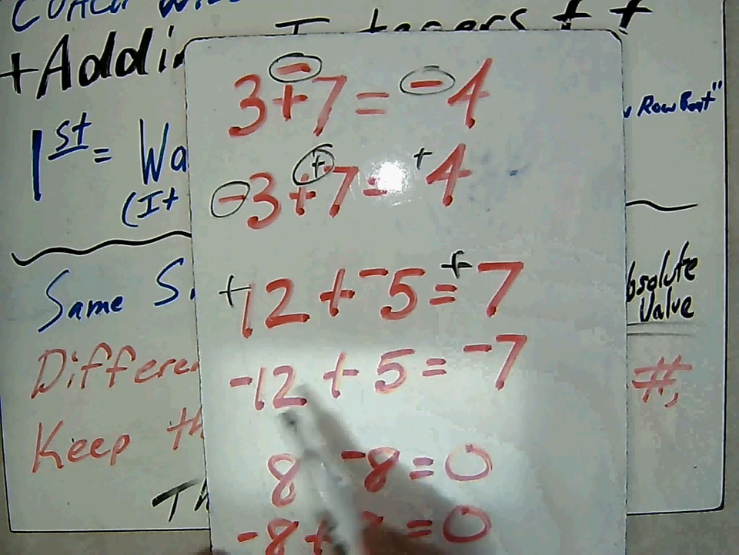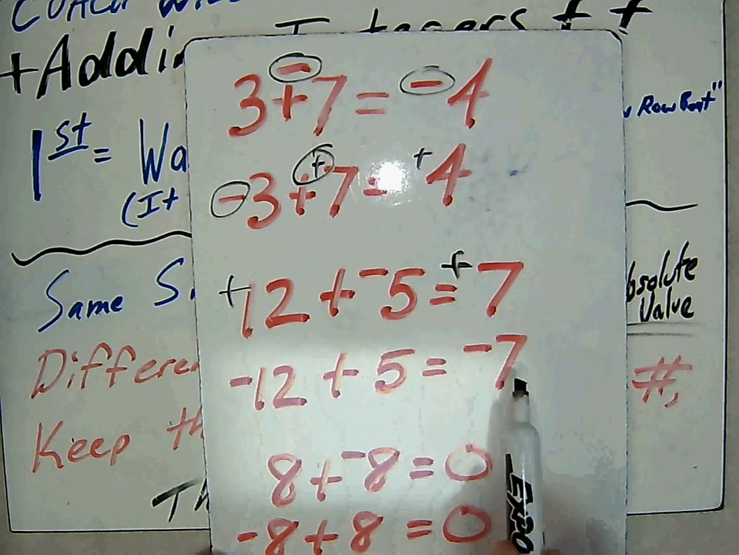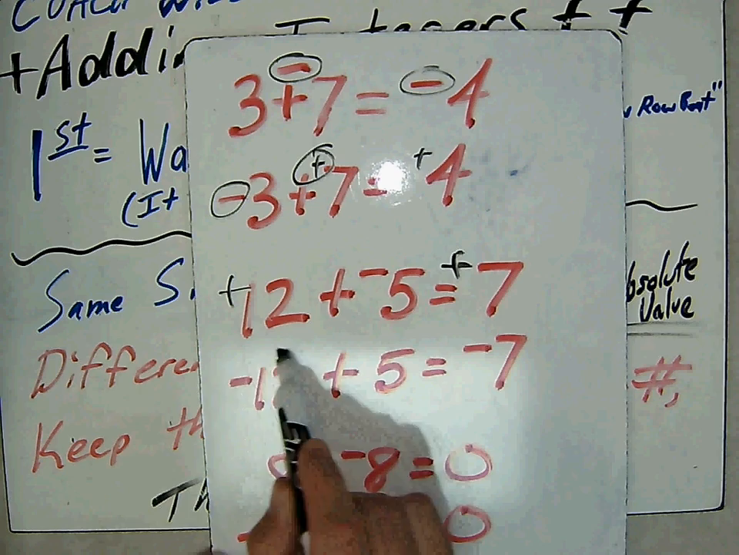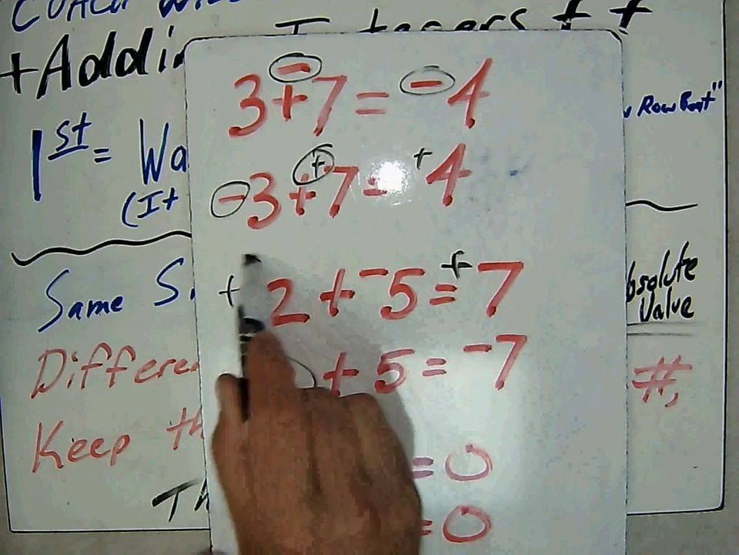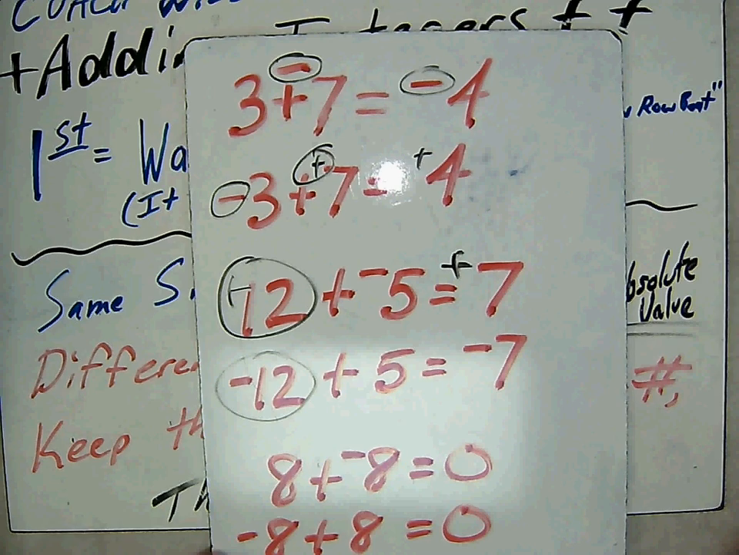Here, same digits, but this time the 12 is negative. So it's still subtraction, because different signs subtract. Keep the sign of the higher number. So that's higher. Here it was higher. So the negative goes with the 7 this time. Okay? Alright, one more example.